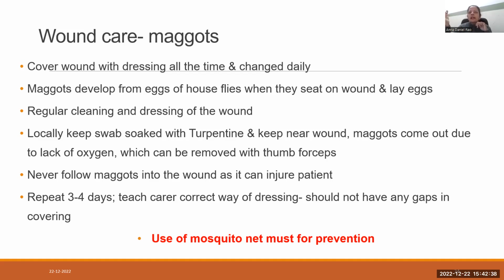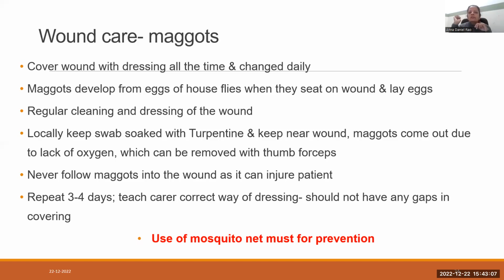Okay, because they have very much wrong conception. Many times they feel that the maggots are coming from within the body. Okay, so the actual principle should be taught to them. Then only they will use the mosquito net maximally. Unless they understand the reason behind it, they are not going to follow your instructions. So these instructions should be very clear.